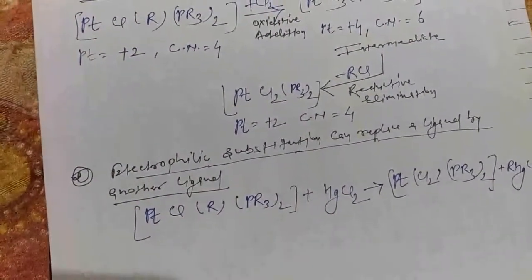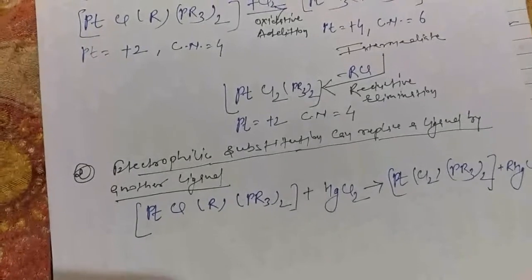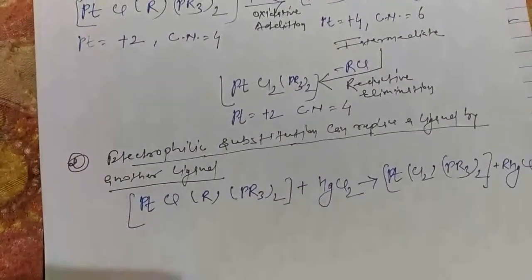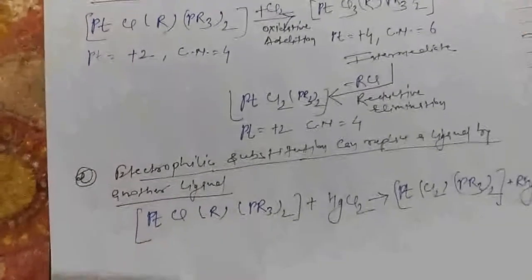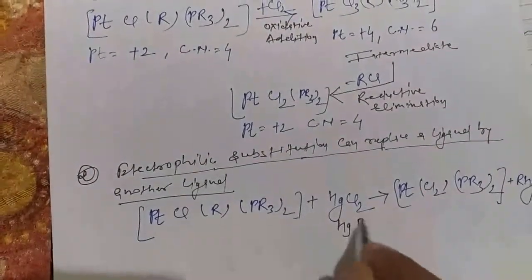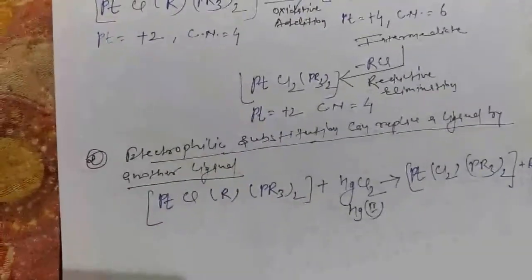So this is called electrophilic substitution. It involves the electrophilic attack of Hg second. Hg second as electrophile will attack. Here Hg is in second oxidation state. So this is another way of substitution.